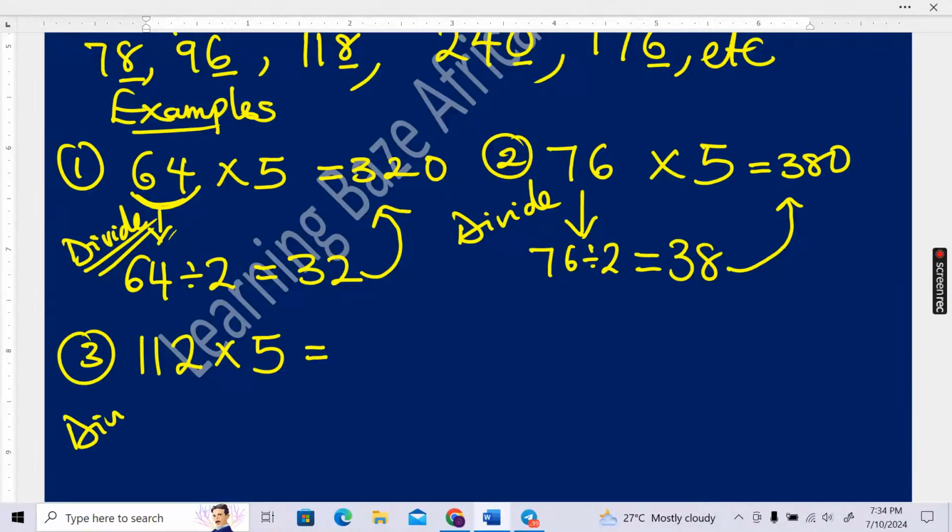Divide 112 by 2. Do it in your head. Don't use a pen and a book. Learn to hear the numbers.